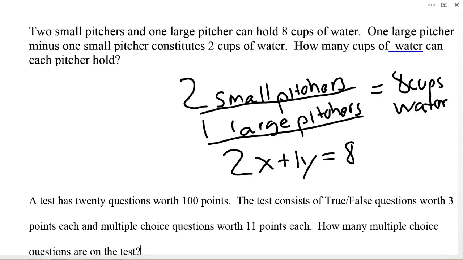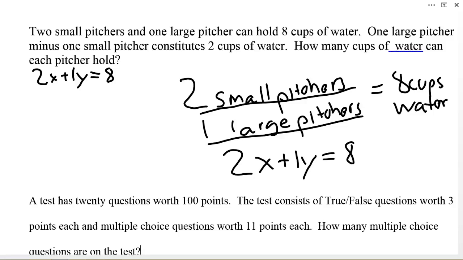So let's write our first equation up here. It's just 2x plus 1y, or just y, right? You don't have to write the 1. Will equal 8. Okay. Now let's look at the second part of the question. It says one large pitcher minus one small pitcher constitutes 2 cups of water. Alright, so let's take that sentence and break it down into an equation.